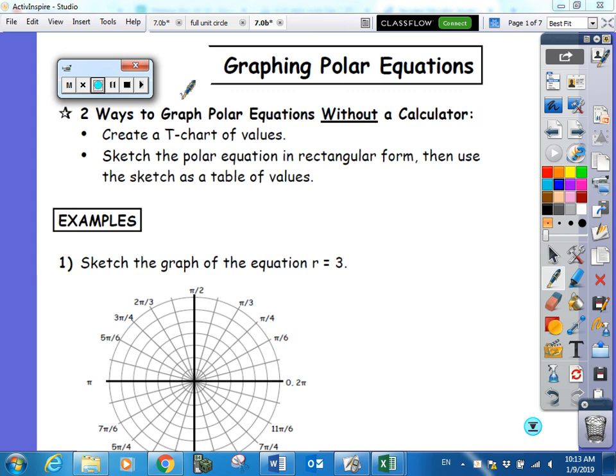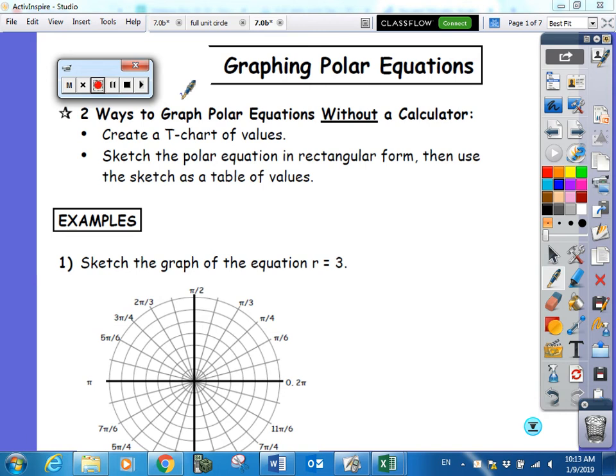This is calculator. These first couple ones are not calculator. Now, the directions up at the top say a couple different ways. You can create a T-chart, or you can sketch the polar equation in rectangular form and then use the sketch as a table of values. Really, the T-chart is a little bit easier. These first two are very easy. We don't really even need a T-chart, but for the second two, I am going to make a T-chart.